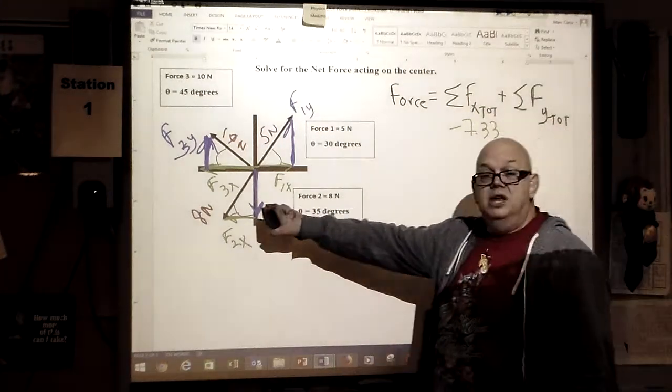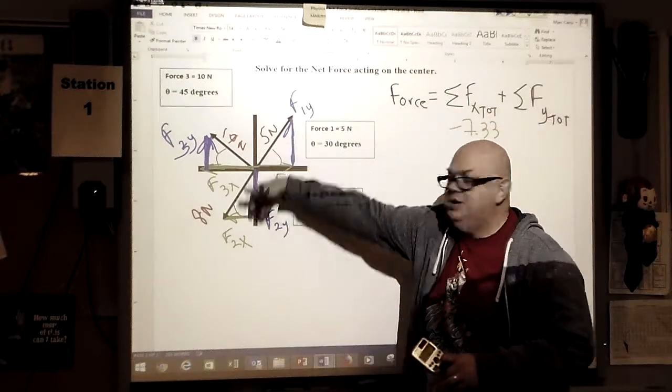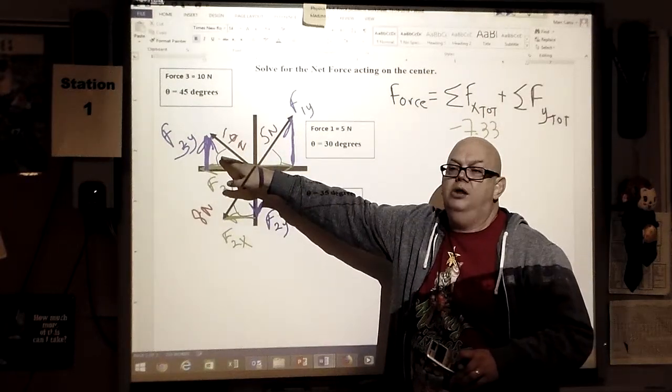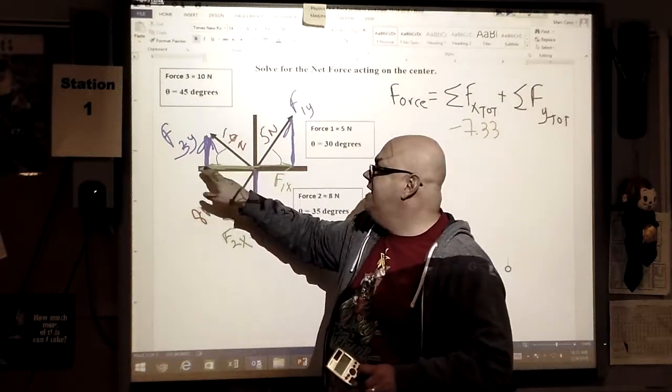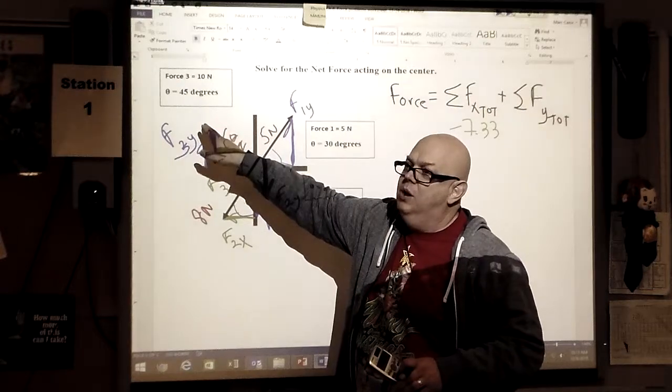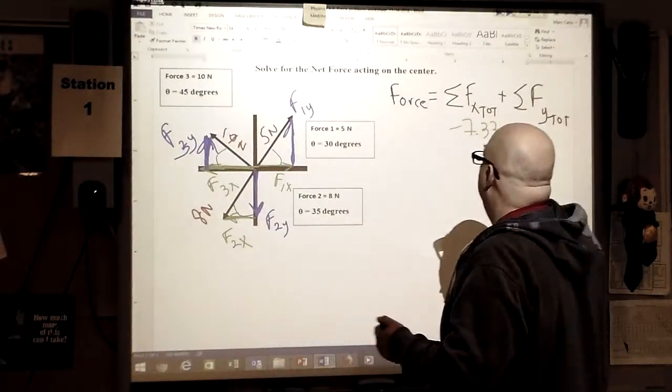So one of our y's is going to be negative, right? Because it's below the 0 line. These two here are going to be positive. Even though the x is negative in this quadrant, the y is positive because it's above the 0. Okay? So let's go ahead.